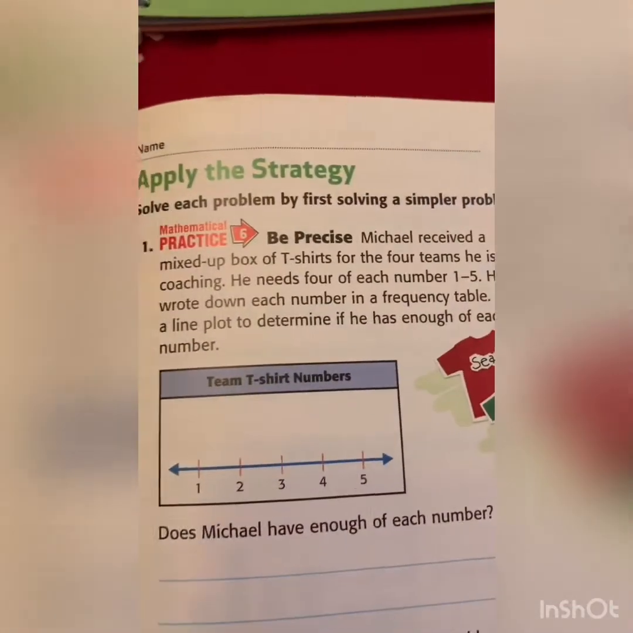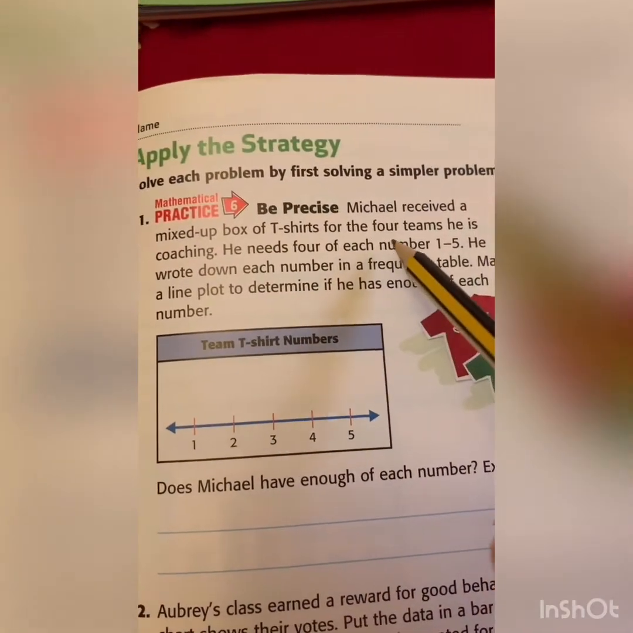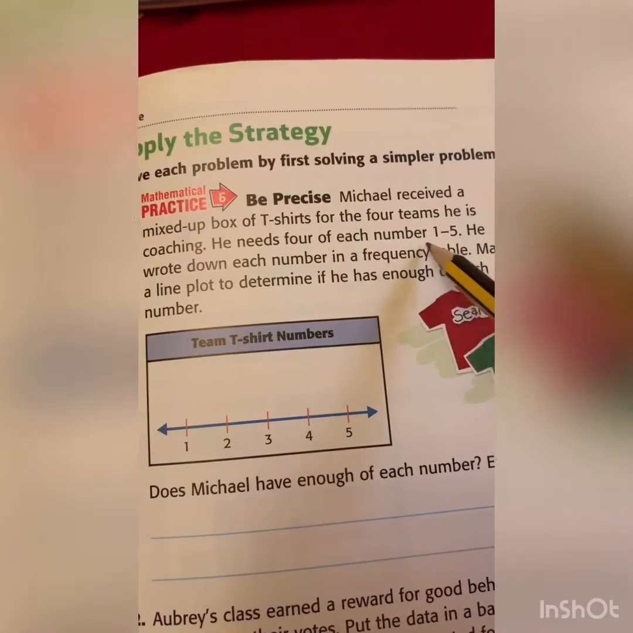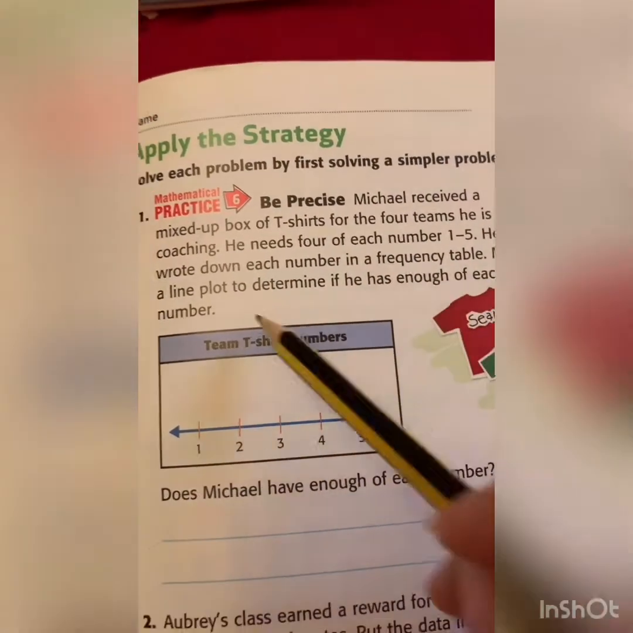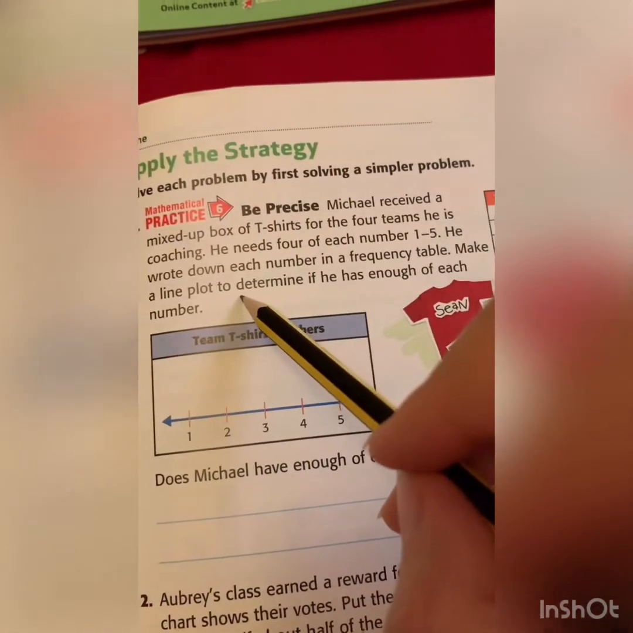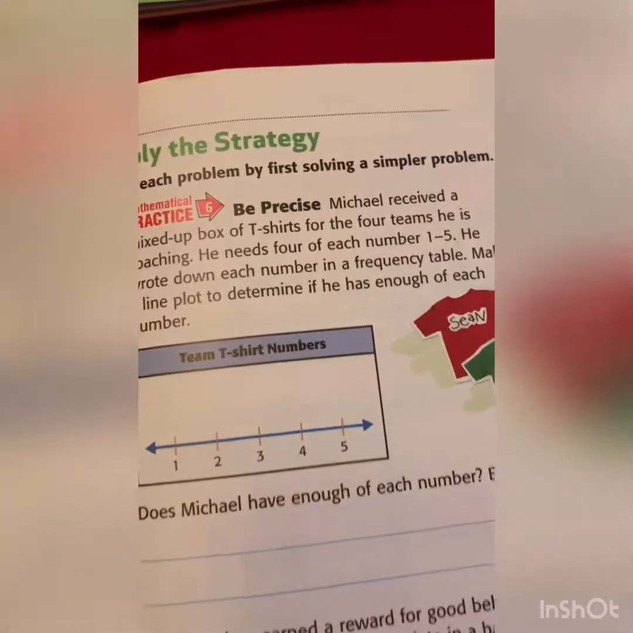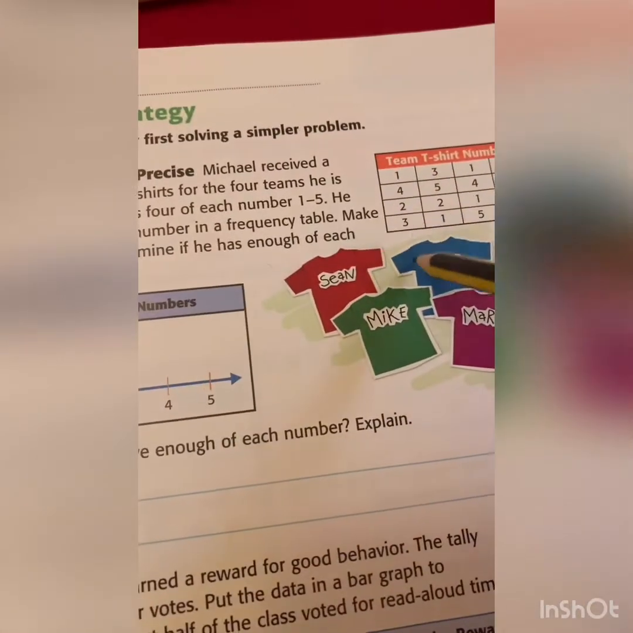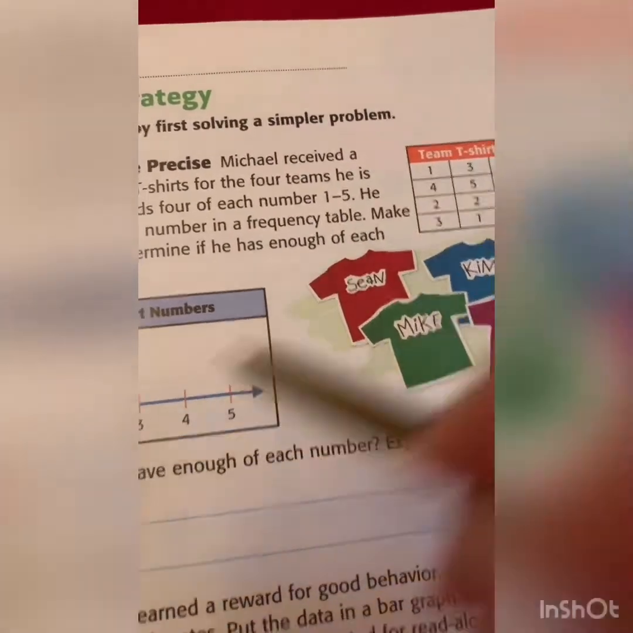Let's read the question. Michael received a mixed up box of t-shirts for the 4 teams he is coaching. He needs 4 of each number from 1 to 5. He wrote down the numbers in the frequency table, and you have to make a line plot to determine if he has enough of each number. So we're going to count how many ones, twos, threes, fours, and fives we have, and draw them in the line plot.